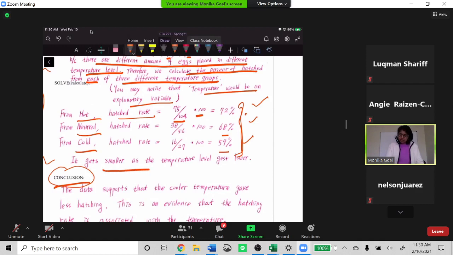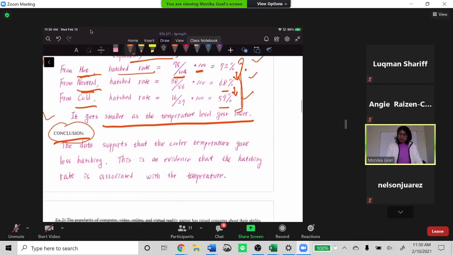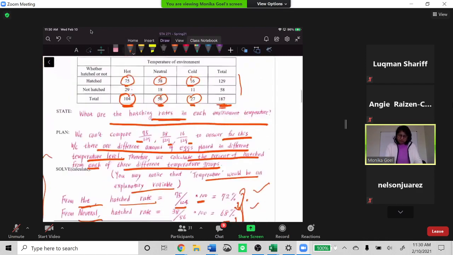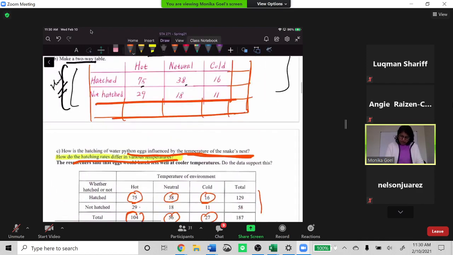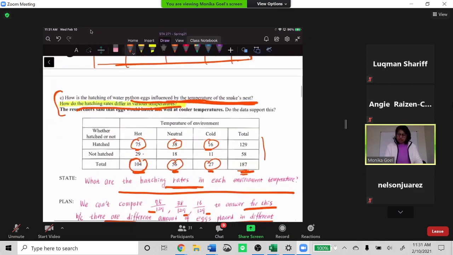As the temperature gets lower, the hatching also goes down. From hot to neutral it goes down, and from neutral to cold, hatching also goes down. Now the conclusion. The question is asking you how the hatching rate differs in various temperatures, and how is hatching of water python influenced by the temperature of the snake's nest? So now you take the wording from here and then write your conclusion.